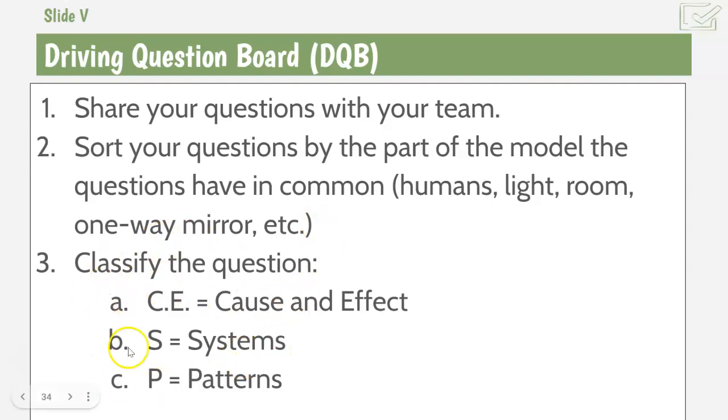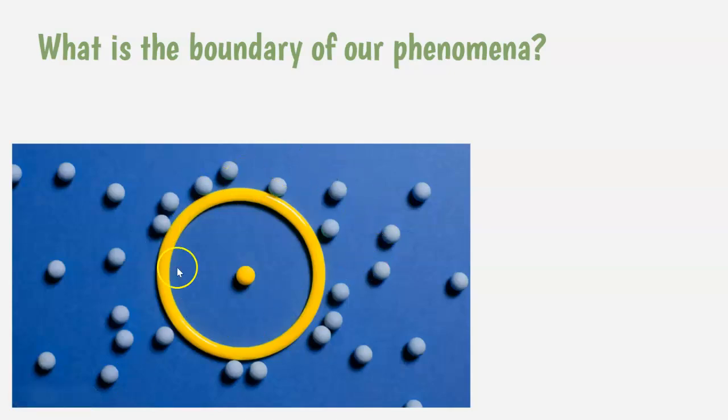And then I want you to classify the question. Is it a cause and effect question? So you're going to write CE on it. Is it a systems question? You're going to write S. If it's a patterns question, you're going to write P. I'm going to move on in 3, 2, 1. And then I'm going to talk about boundaries.